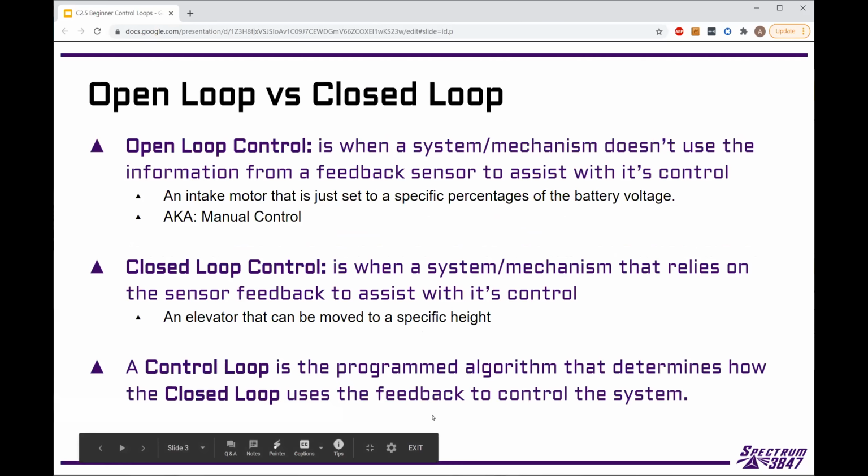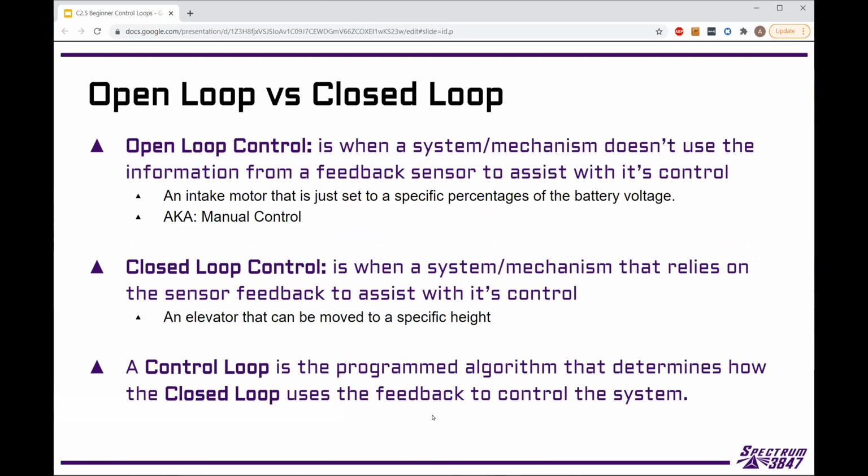Moving forward, let's start with what happens if we don't have feedback. We call that open loop control. Anytime we have some mechanism on the robot whose motion, its power, its speed to the motor, isn't controlled by sensors, it's not looking at sensors, it doesn't know what's happening, it's just outputting some amount of voltage from the battery to the motor and doing something with it.